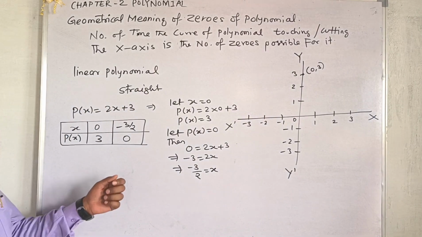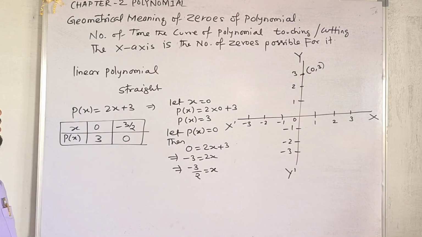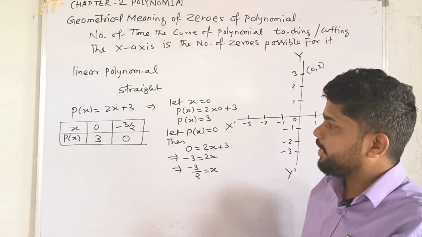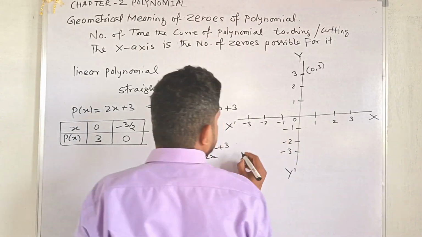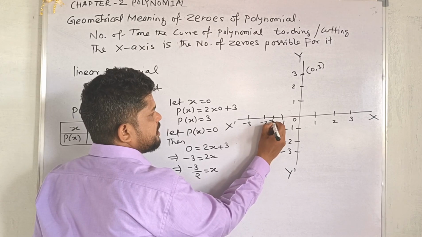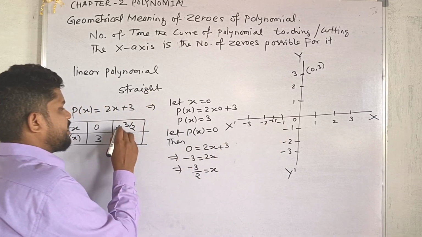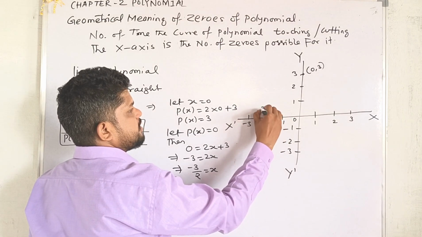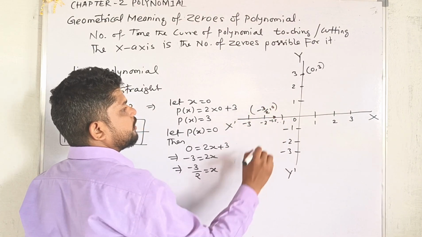What is the plotting for (minus 3, 0)? That will be minus 3 by 2, which is minus 1.5. So 1.5 will lie somewhere here. So this is minus 1.5. So minus 3 by 2 will be here only. So this is (minus 3 by 2, 0).